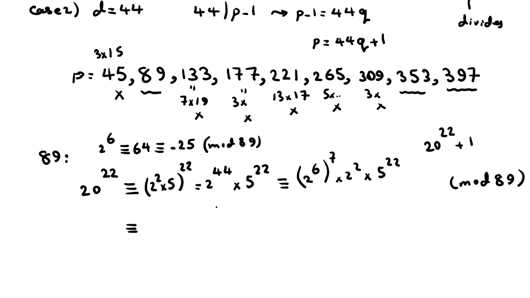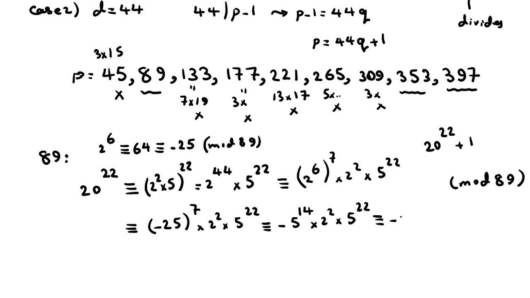And then we can say 64 is congruent to negative 25, to the power of 7, times 2 squared. Let me write like this, 5 to the power of 22. And it's congruent to negative 5 squared to the power of 7. So you can write 5 to the power of 14 times 2 squared times 5 to the power of 22. And it's congruent to negative 5 to the power of 36 times 2 squared.